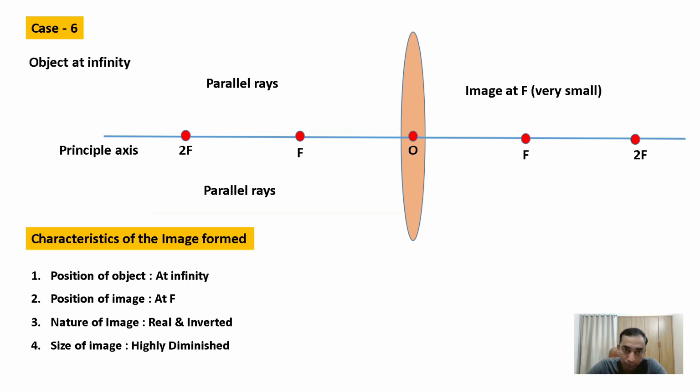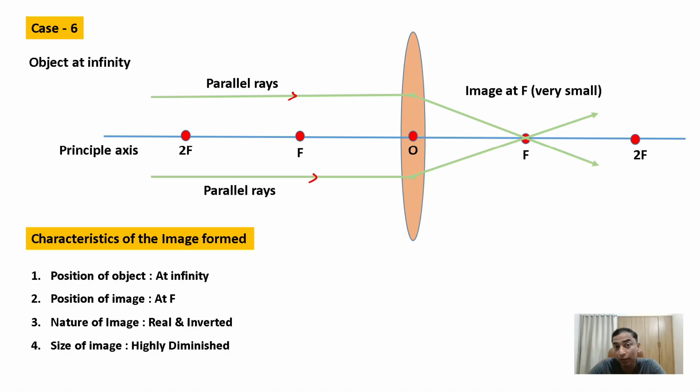Next case. Now here we are going to have the object at infinity, which means you are not supposed to show the object at all. Simply show two rays which are parallel to the principal axis, and then after refraction they are going to meet at focus. Now guys, listen. Since the refracted rays are meeting at focus, that means the image is formed at f. The image is real and inverted. That is due to the fact that both the refracted rays are meeting. Right. Now the object is at infinity. The word highly has to be used over here.